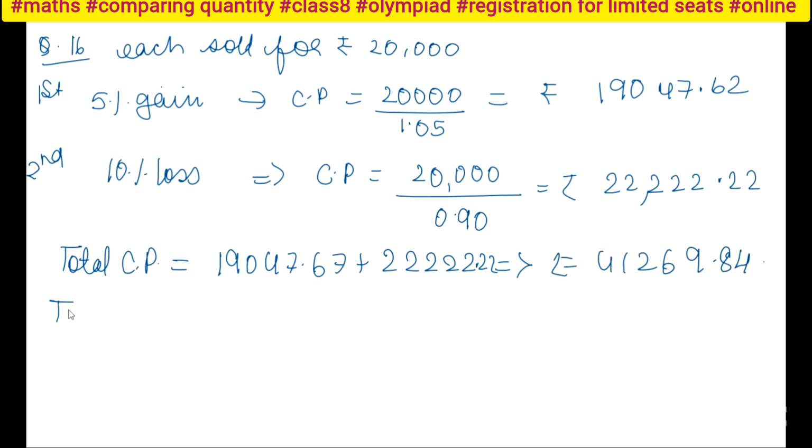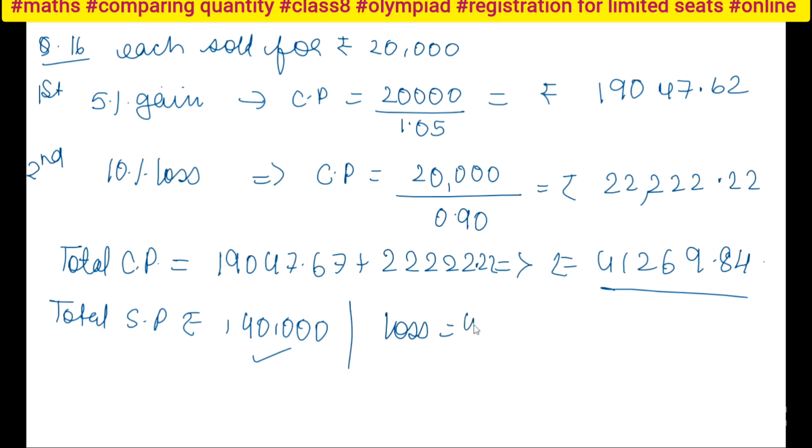Okay, so my total SP is what? Total SP they have already given, that is 40,000, because 20,000 for each. So I will take 40,000, because they are asking about the overall, na? That's why I have done these kind of things. Now see, I have sold for 40,000, but I have invested 41,000. So automatically I am getting loss, right? Automatically I can find out loss. So loss will be how much? 41,269.84 minus 40,000. Okay, so what will I get? I will get 1269.84. So my answer will be this one only.